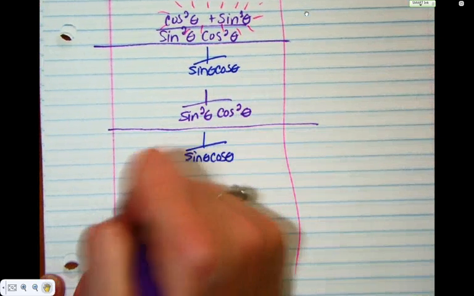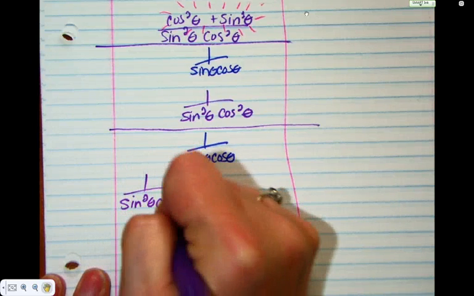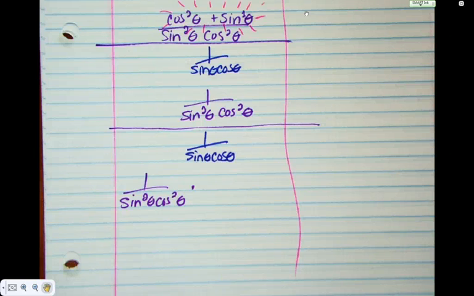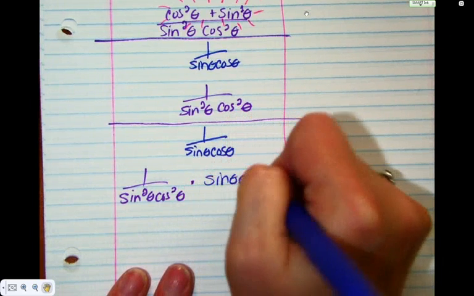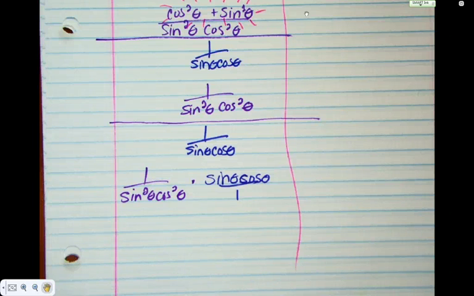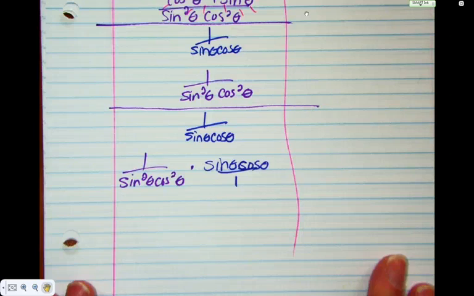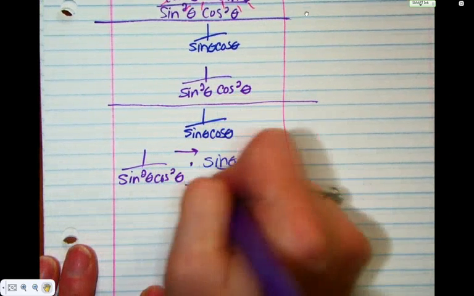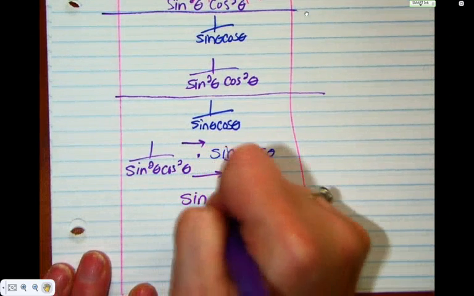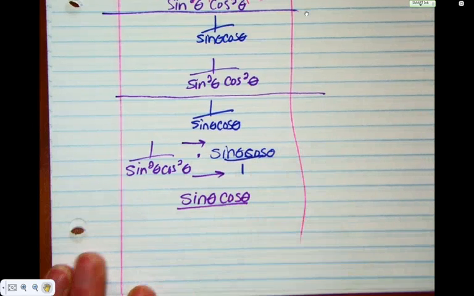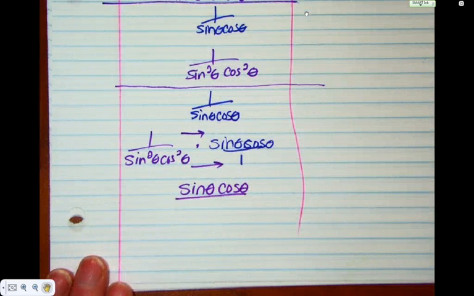So this first one I'm leaving exactly the way it is. 1 over sine squared cos squared. Putting a multiplication sign. And I'm just flipping the bottom one. So sine cos divided by 1. Top times top, bottom times bottom. So 1 times sine times cos, sine cos. And on the bottom, sine squared cos squared times 1.